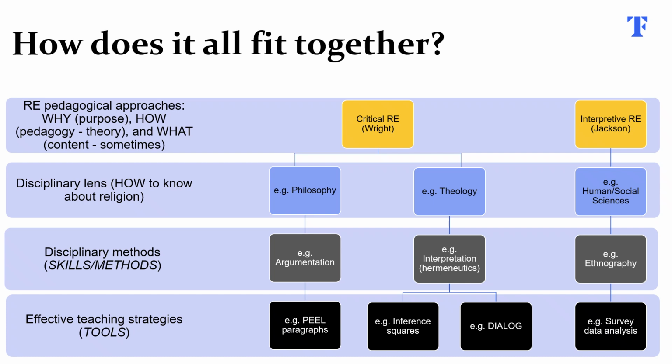And then we have effective teaching strategies or tools, far removed from the why. These are the practical tools that support pupils to meet the learning objectives. Again, those shown here are just examples. A huge variety could be selected to teach each disciplinary method, depending on your context and understanding of how pupils learn. Some of these strategies will be useful to teachers in many subjects, for example, PEEL paragraphs or inference squares, while others, like dialogue, are more RE specific, although perhaps they do have the potential to be used in other subjects. But it's not a total free-for-all at this level.